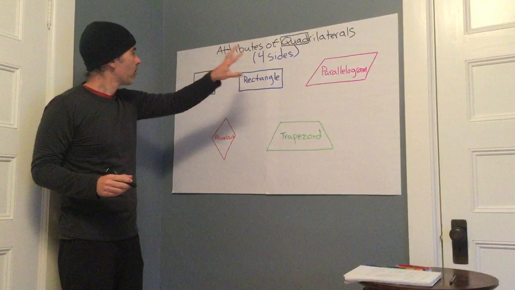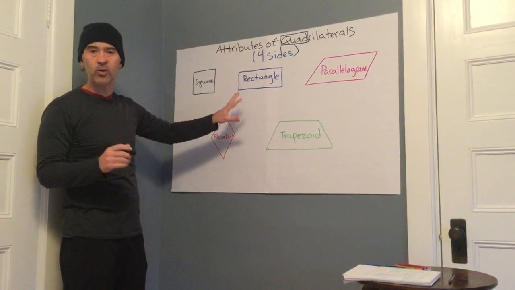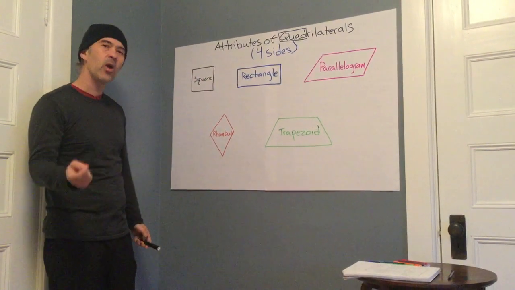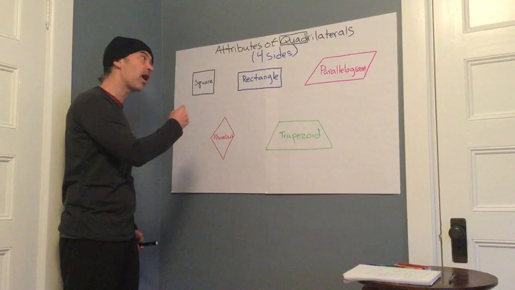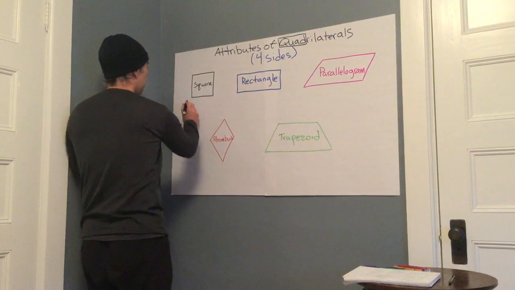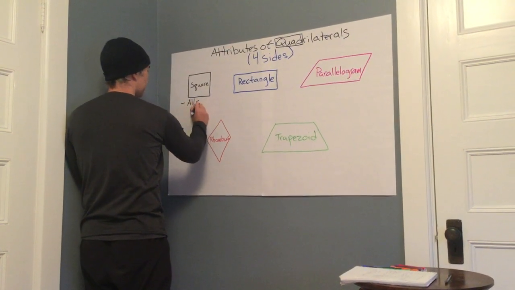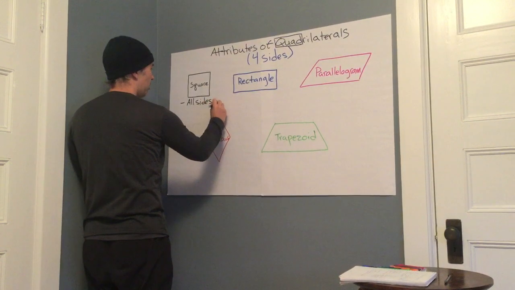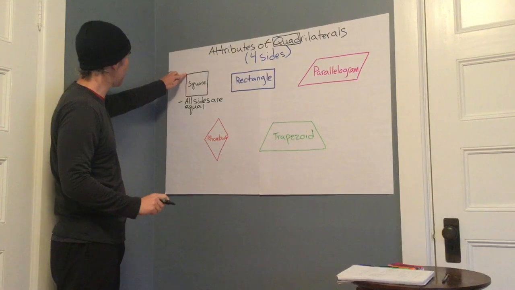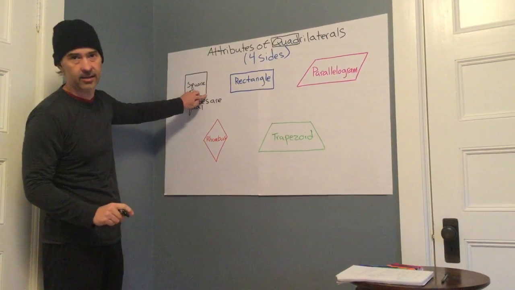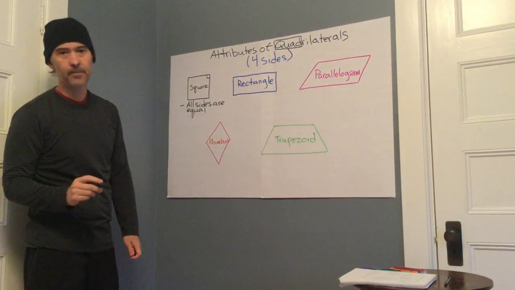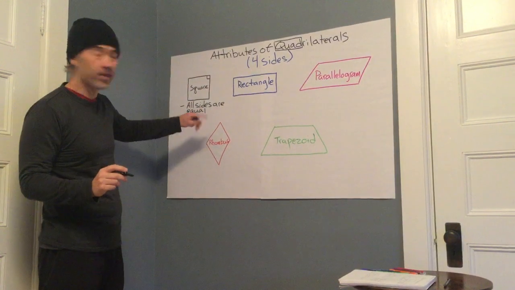Now, there are 5 different, major types of quadrilaterals, and we're going to start with a square. So I want you to look at a square and tell me what attributes describe a square. Well, one thing I see is that all sides are equal. This side is equal to this side, is equal to this side, and is equal to that side. Now, what do you notice about the corners? They're the same as well. Yeah, they all look the same.